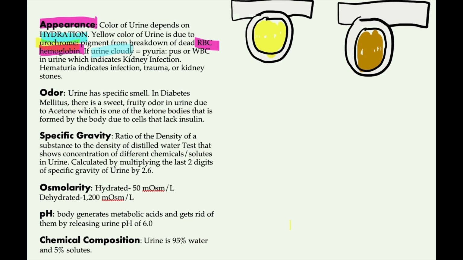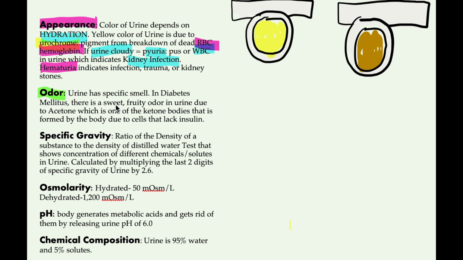So if urine is cloudy, then that can indicate pyuria, which is pus or white blood cells in the urine, which indicates kidney infection. Now there's also hematuria, which is when there's blood in the urine, which indicates infection, trauma, or kidney stones. Now the second property or composition of urine includes odor.